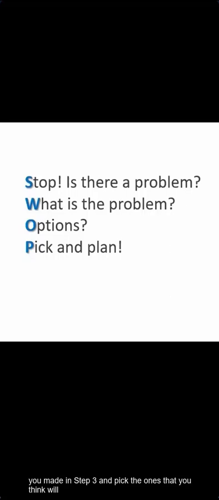Step 4 is to pick and plan. In this step, you will go through each item on the list you made in Step 3 and pick the ones that you think will work best. Think about what will get you the most satisfactory outcome and consider whether the benefits outweigh any costs.